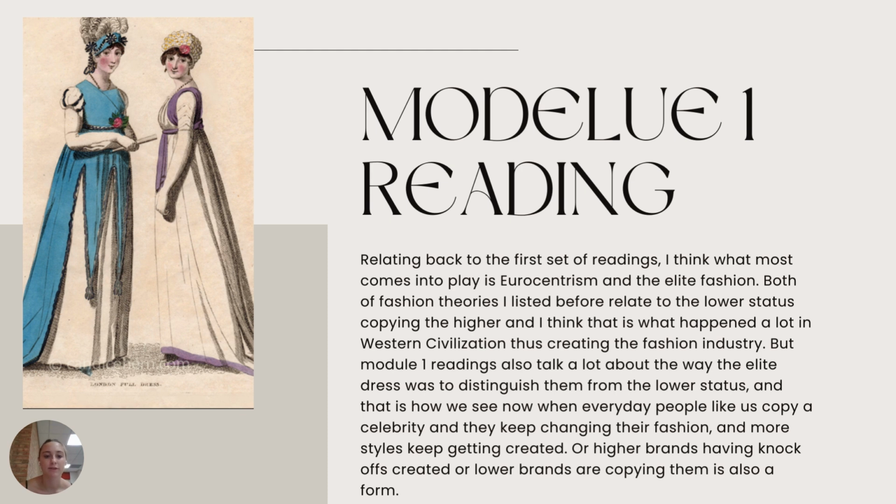But in Module 1 readings, I'll also talk a lot about the way the elite dress was to distinguish them from the lower status. And that is how we see now when everyday people like us copy a celebrity, and they keep changing their fashion, and more styles keep getting created and created because these higher elite people are trying to differentiate themselves from us. So they just keep creating more and more things. That's why the style keeps changing.